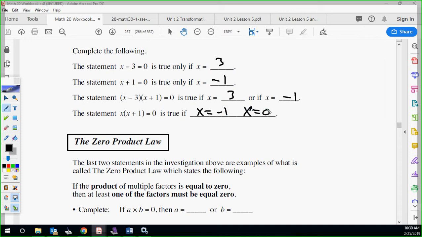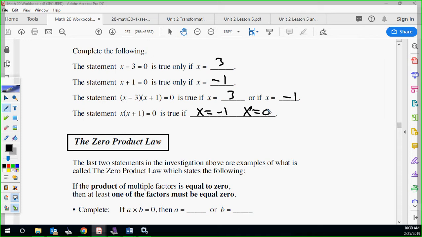How this works, just think about it. If I put negative 1 in, negative 1 plus 1 is 0, and 0 times anything is 0. If I put 0 in, 0 times 0 plus 1, well, 0 plus 1 is 1, but timesing by 0 still makes it 0. So those two are the zeros, or solutions, for those factors. And that is the zero product law, and that's what we're working on today. If you're not quite there yet, just stay with me. We're going to do tons of examples, and hopefully it'll stick. If there are questions, just feel free.